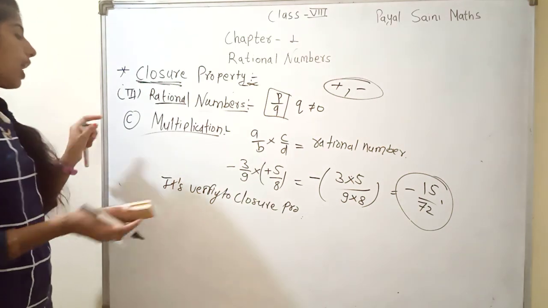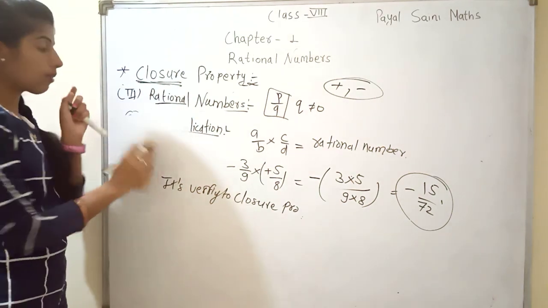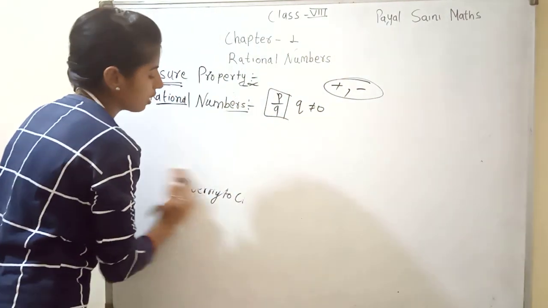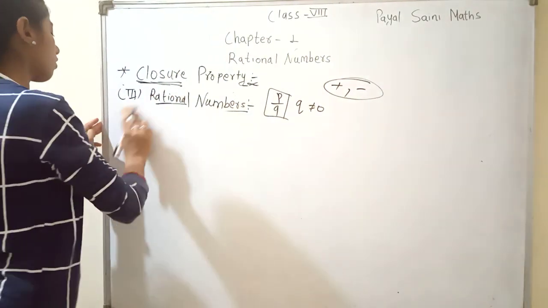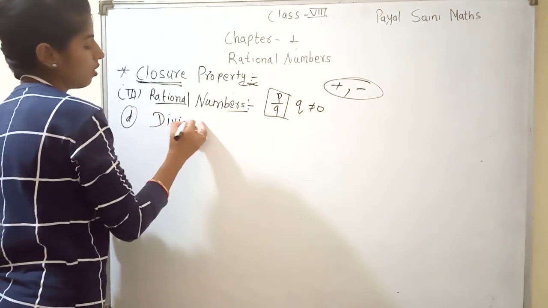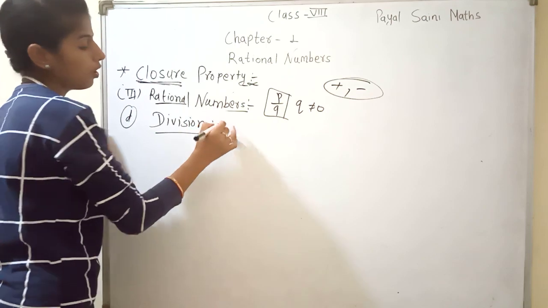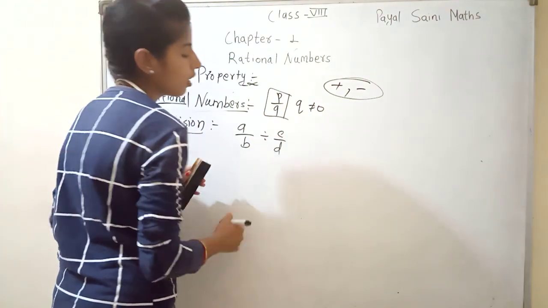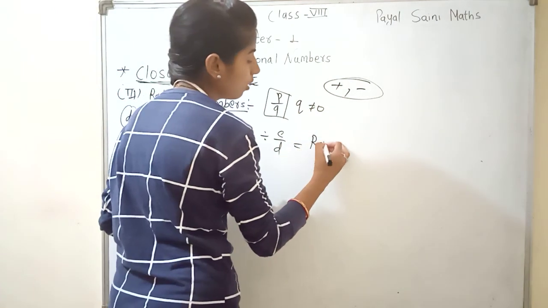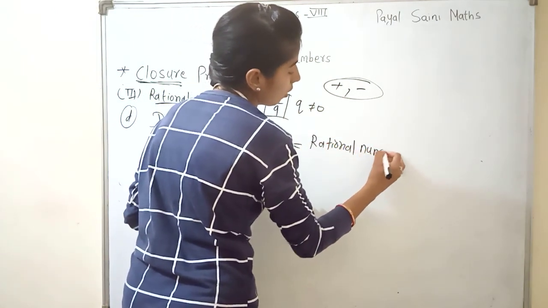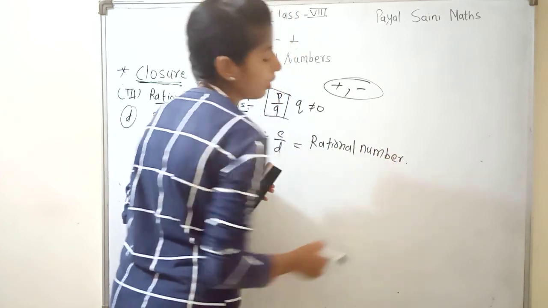Now we start our last operation, operation number D, which is division. In division, A by B is divided by C by D. Then your answer should be a rational number.